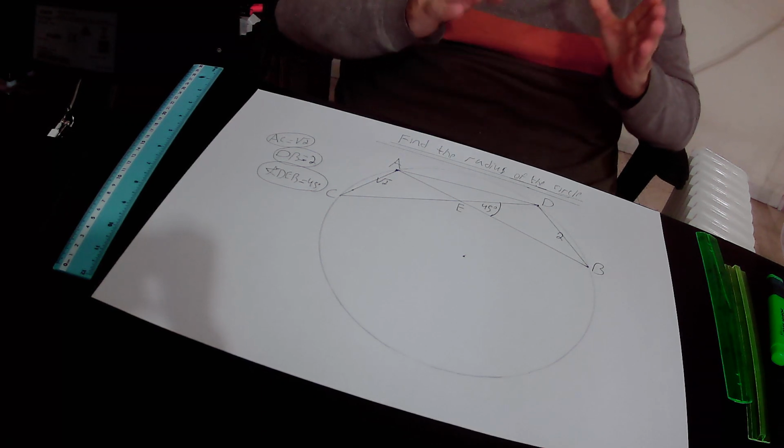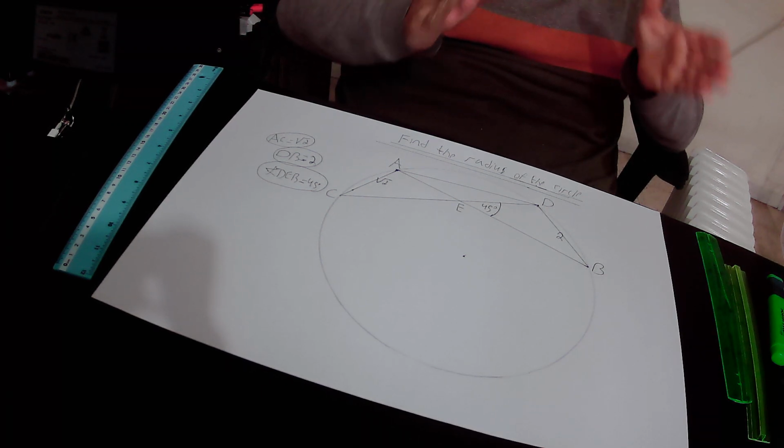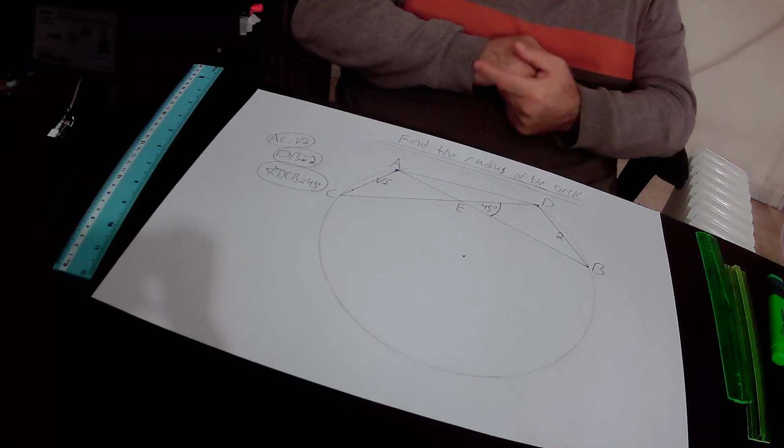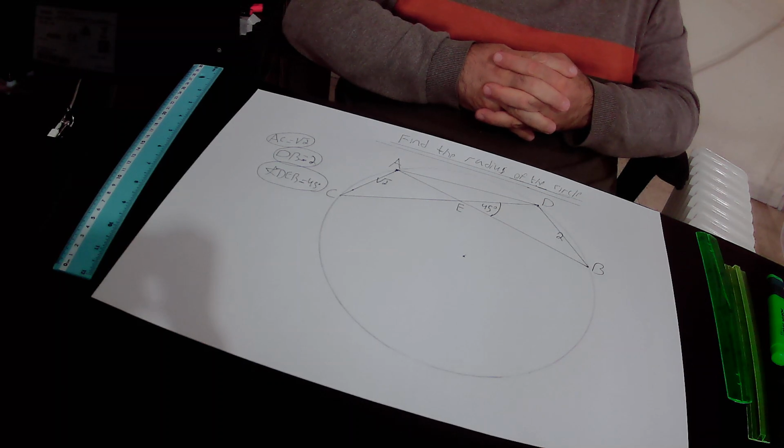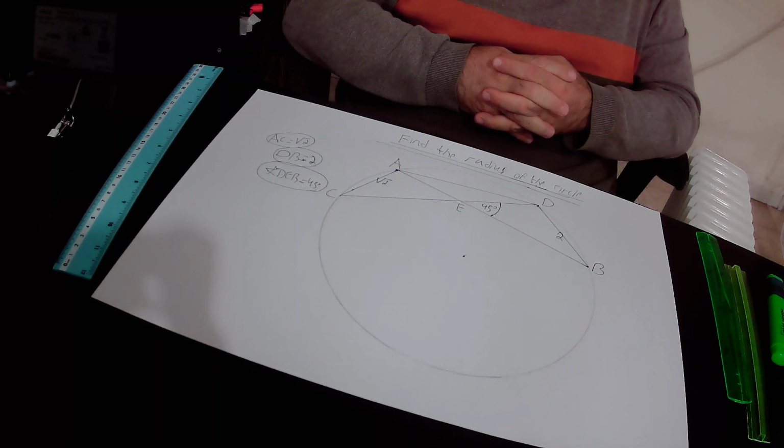In order to find out the radius of this circle, we use two rules. The first rule is that the central angle is twice as big as the peripheral angle resting on the same chord.